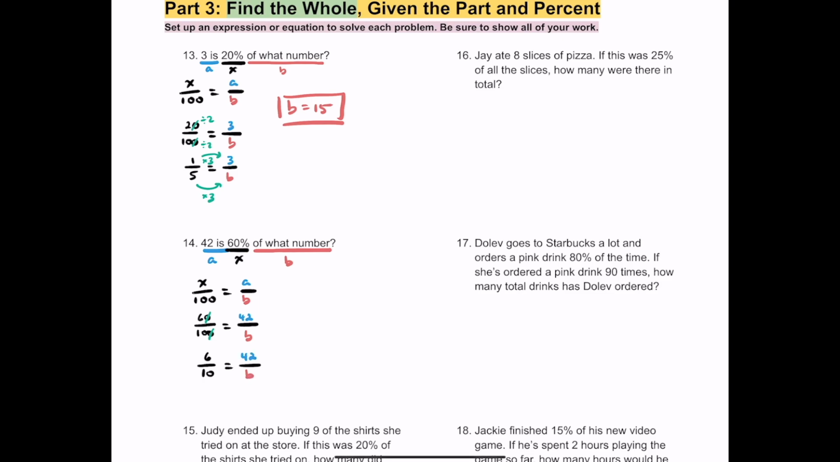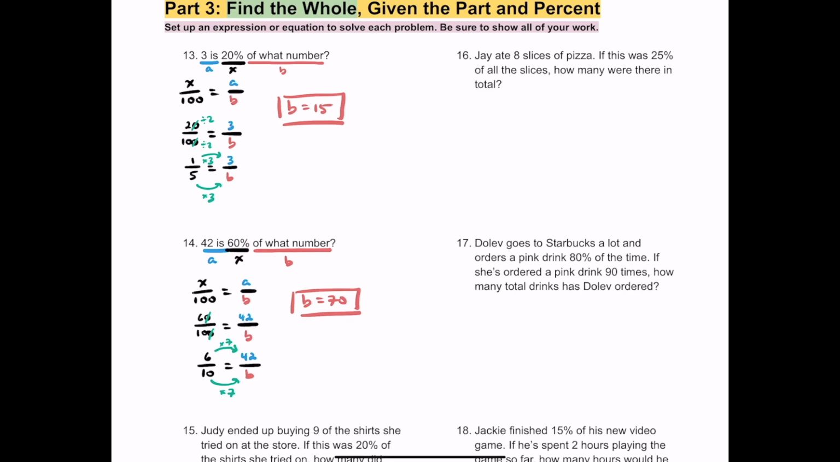The reason why I'm not simplifying anymore is because I noticed that 6 goes into 42 nicely, right? 6 times 7 is equal to 42. So 10 times 7 is the value of b. 10 times 7 is equal to 70. So we can say b is equal to 70. So we know that if you had 70, I don't know, Kit Kats, and you had 42 of them, 42 out of the 70 represents 60%. That's what we just found out.